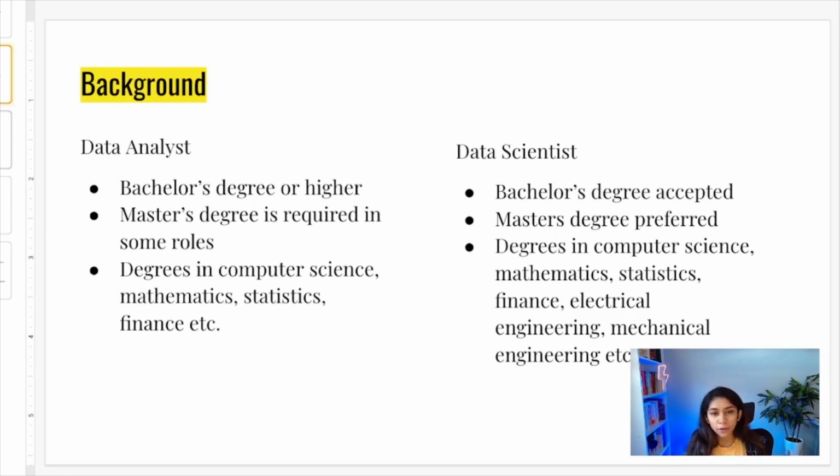And for a data scientist, a bachelor's is usually the minimum requirement, and a master's obviously is preferred. Having a computer science, mathematics or data science background is a plus, but it's not mandatory. Anyone with a degree in computer science, mathematics, financial, electrical can become a data scientist.